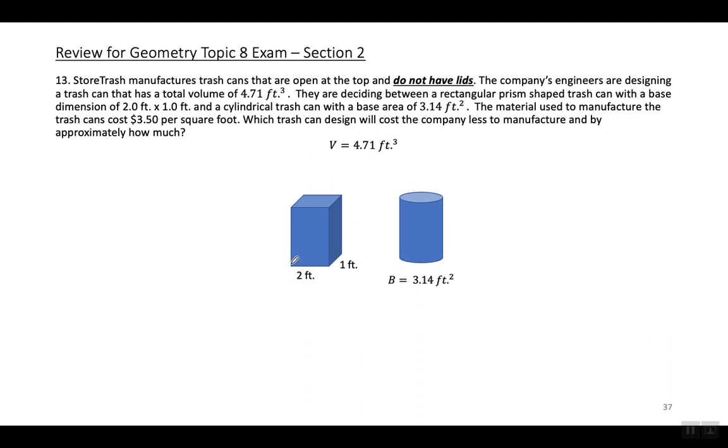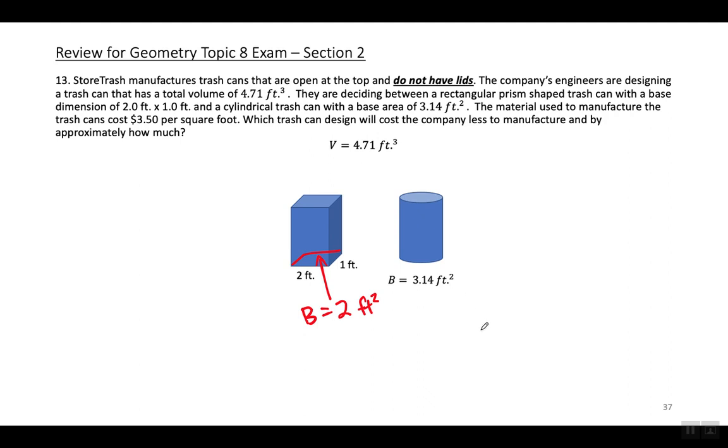The area of the base for this rectangular prism would just be 2 times 1. So the area of the base for this one is 2 square feet. And the area of the base for this cylinder, they already gave it to us. The area of the base is 3.14 square feet.